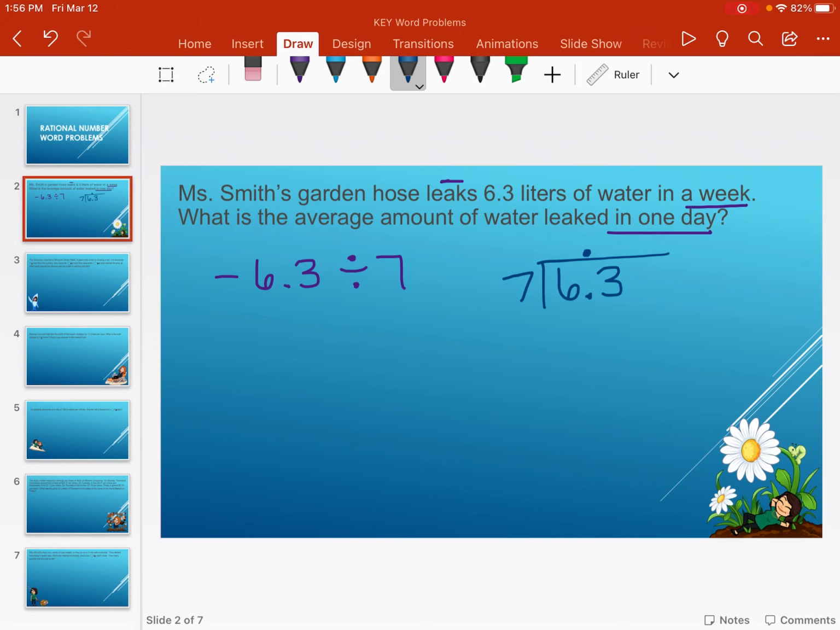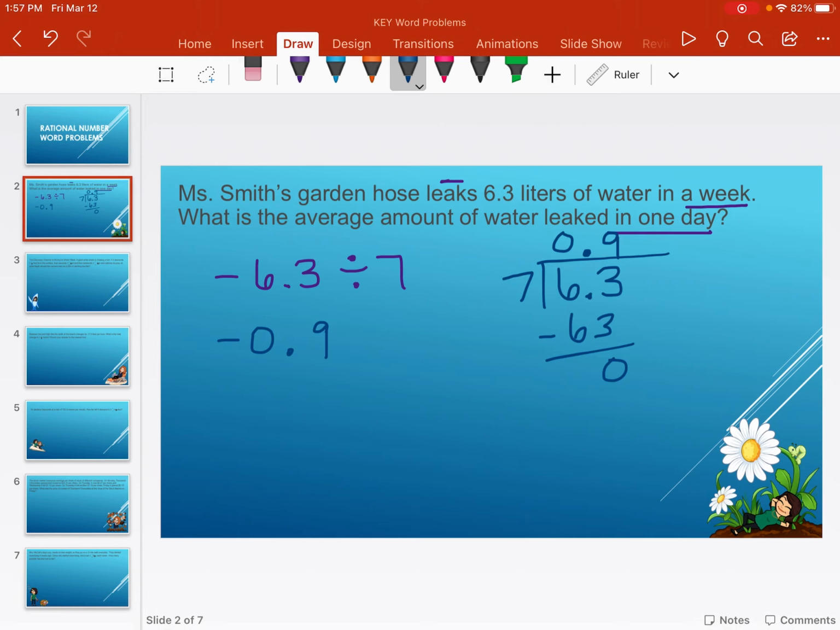So 7 goes into 6 0 times. 7 goes into 63 9 times because 9 times 7 is 63. So that worked out perfectly. So it's negative 0.9 because don't forget your sleeping dog, and negative divided by positive.